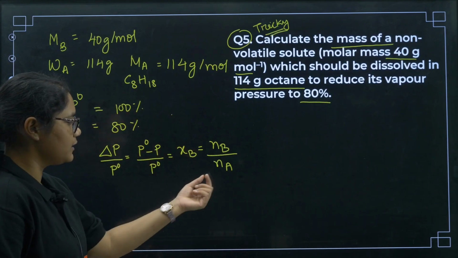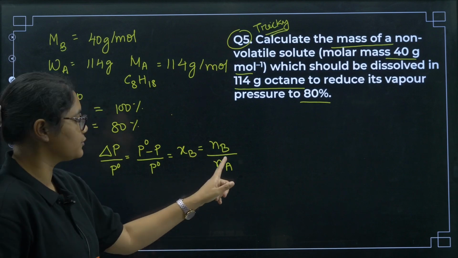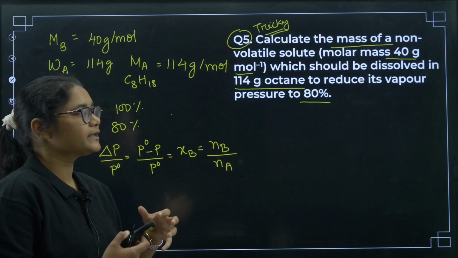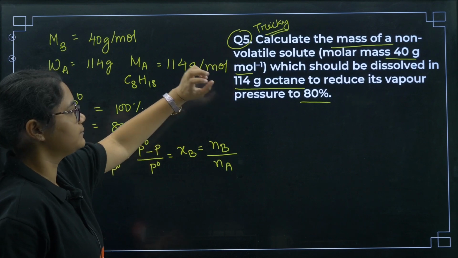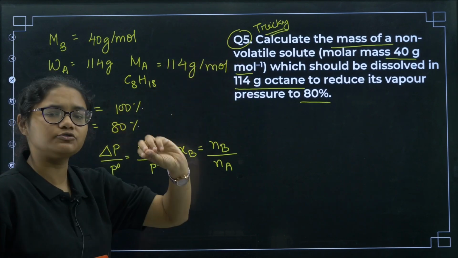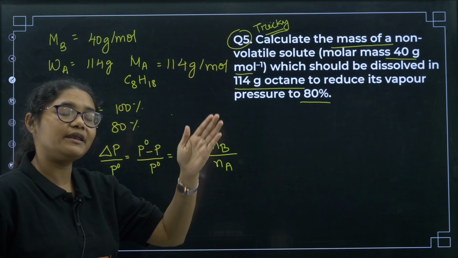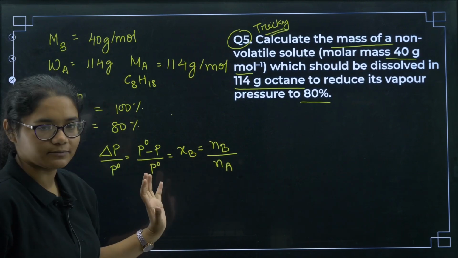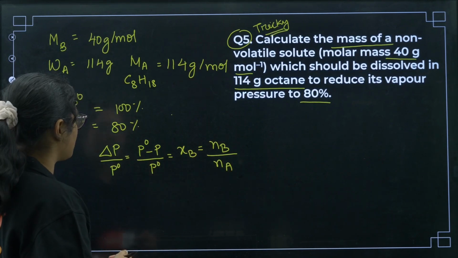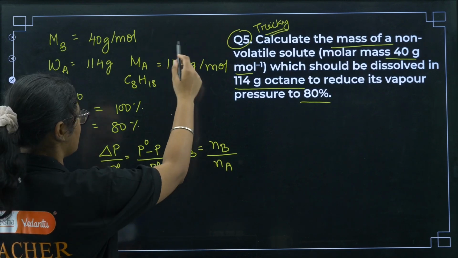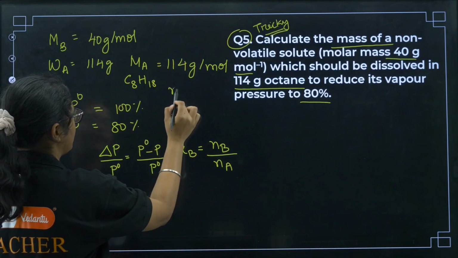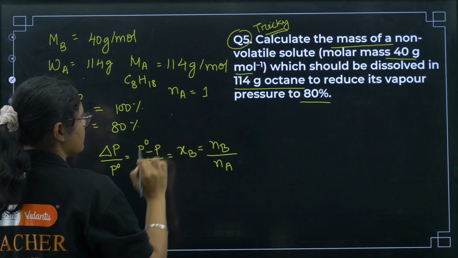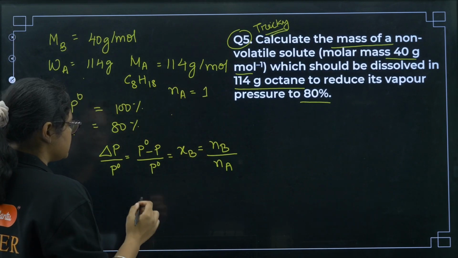But here you should remember, in such calculation questions you can ignore Nb in the denominator. Why? Because generally you can see 114 gram is there, and the mass of the solute is generally considered to be very, very less than that of the solvent. So here I will just write this much. Now let us see what data we need. We can calculate Na now: given mass by molar mass, 114 by 114, so that is 1. I think this is very easy now.